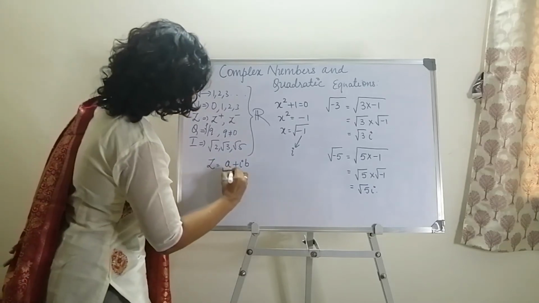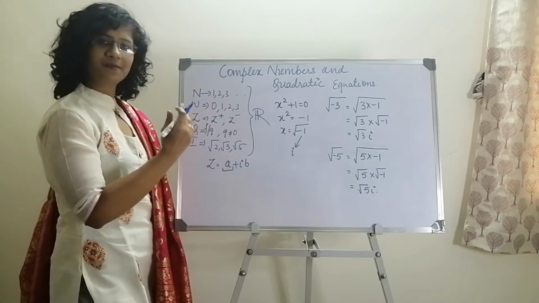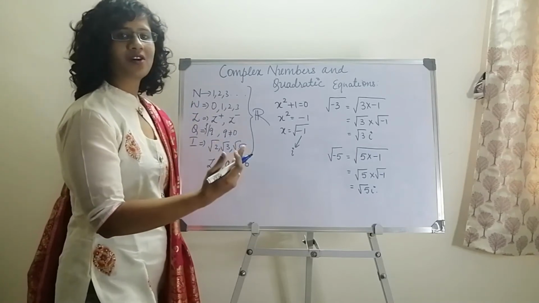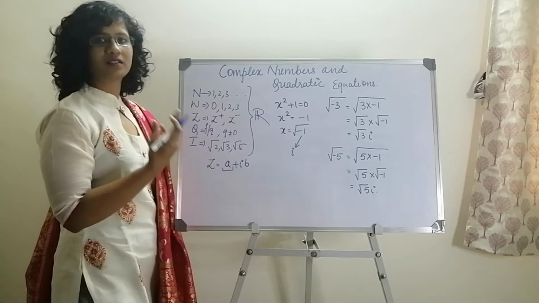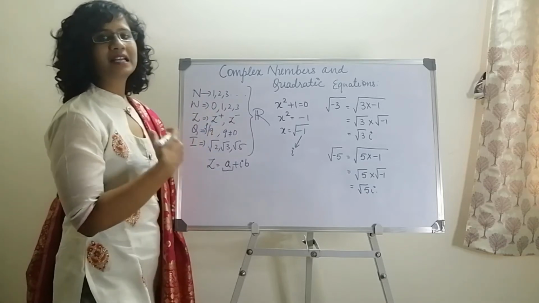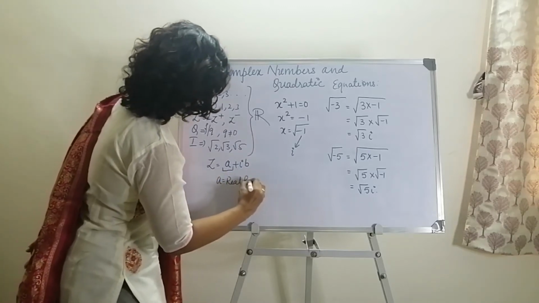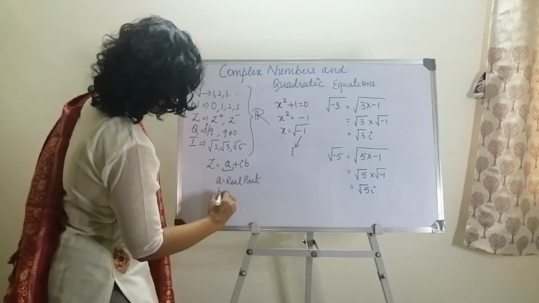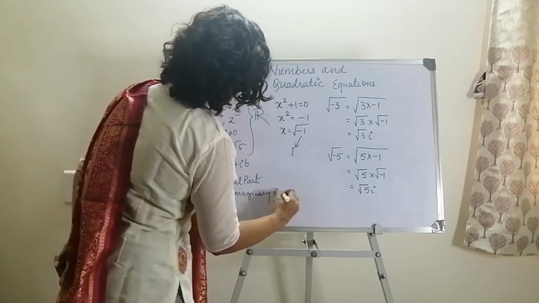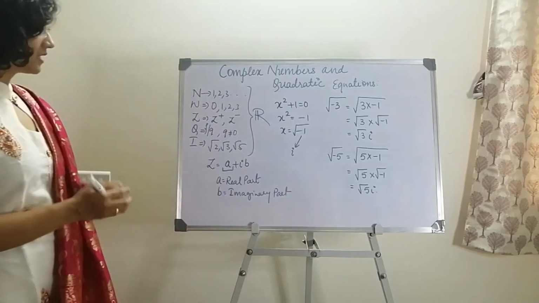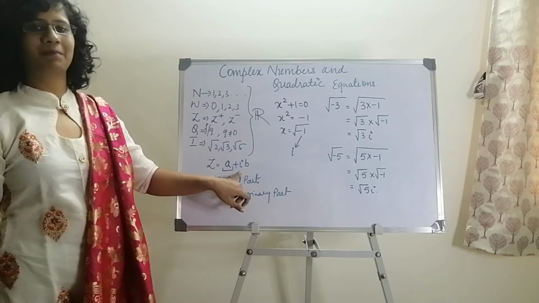Okay, so this part here, I have told you, right? Two parts are there when I write a complex number. One is my real term and the other is my imaginary term. Rather than saying terms, we write them as real part and imaginary part. Here, a is called my real part, and b is called my imaginary part.